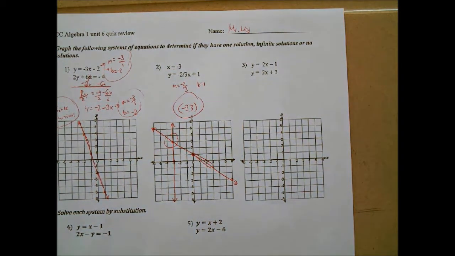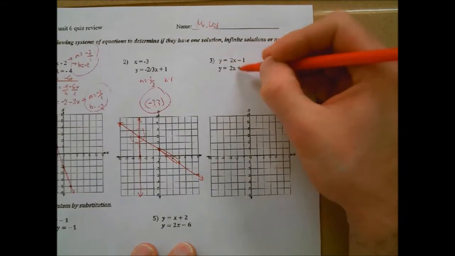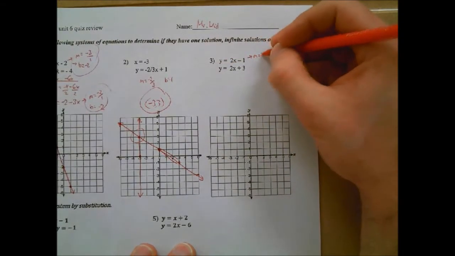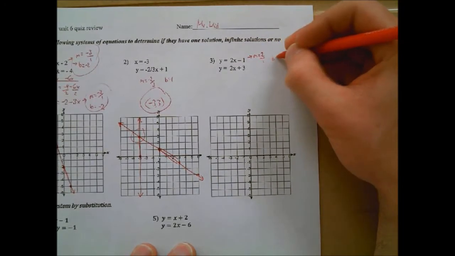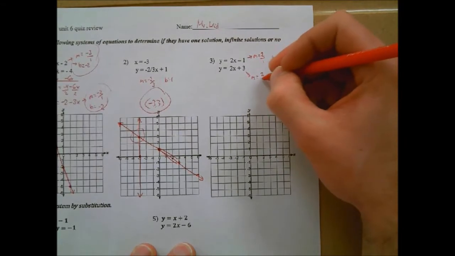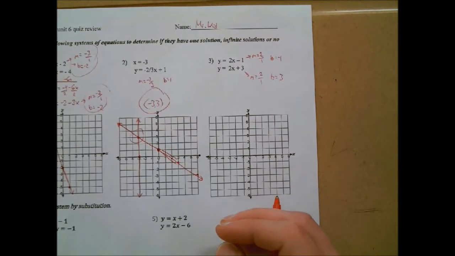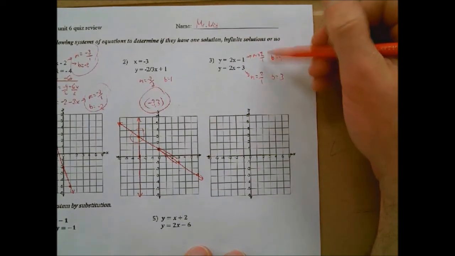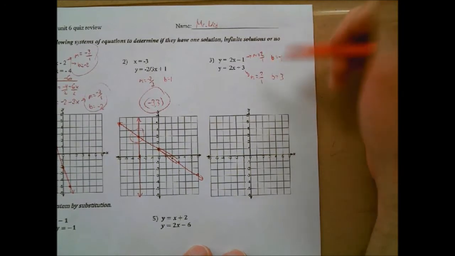Okay? Let's go to the last one here now, and we can see that both of these are in slope-intercept form. The m here is 2, or as a fraction, 2/1. The y-intercept is -1. Here, the slope is 2, or as a fraction, 2/1, and the y-intercept is 3. Again, some of you may already be able to tell what kind of answer we're going to have here based on the information that we've got. But let's go ahead and graph it and see what happens.